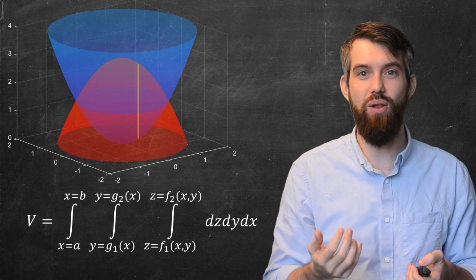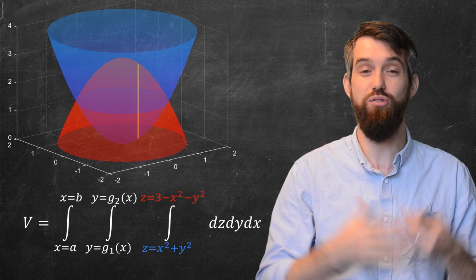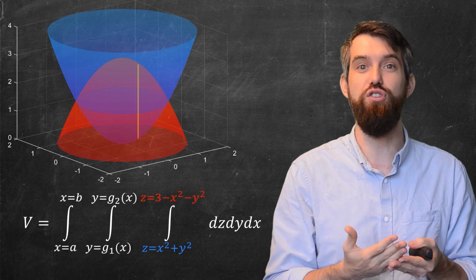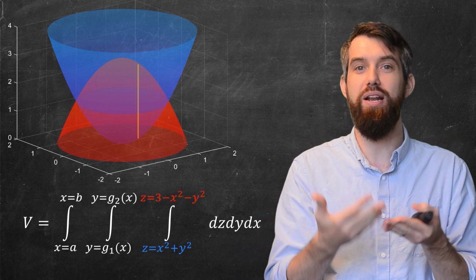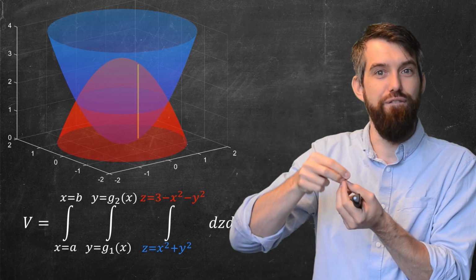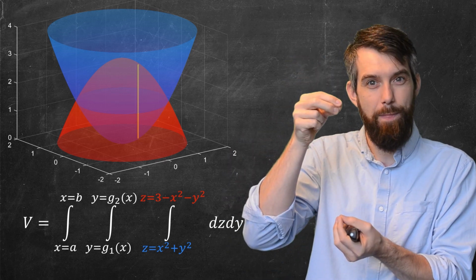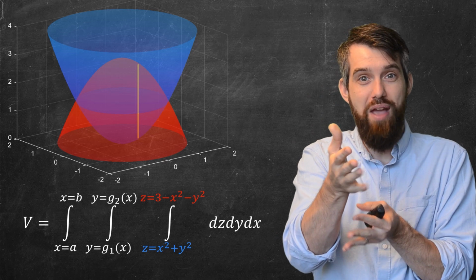So to evaluate this, all I have to do is just substitute it in. The equations that I knew, the f1 and the f2, were going from x squared plus y squared up to the 3 minus x squared minus y squared. So that's what that little vertical strip is doing. Okay, so I get that for every x and y.